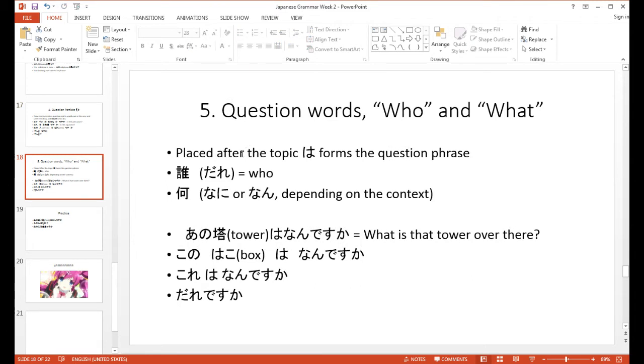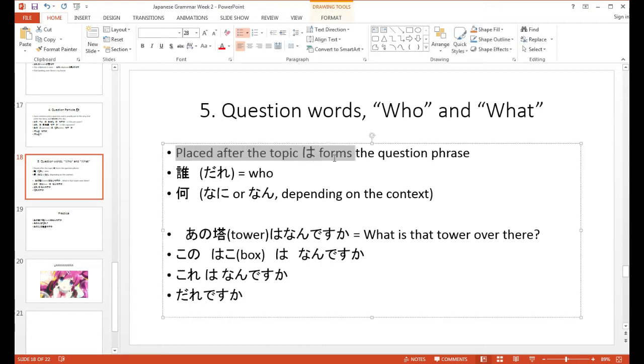Who is that person, or what is this pen, or what is this thing? It's placed after the topic wa and forms the question phrase.